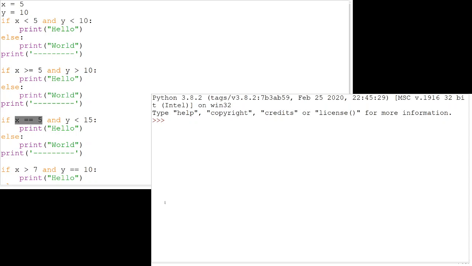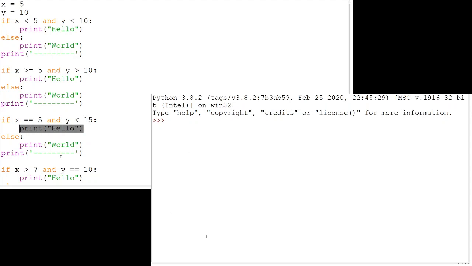Is x equal to 5 and is y less than 15? In this case, both are true statements. x is indeed equal to 5 and y is indeed less than 15. So true and true, both true together combined using the AND operator, make it a true statement. So hello should get printed.